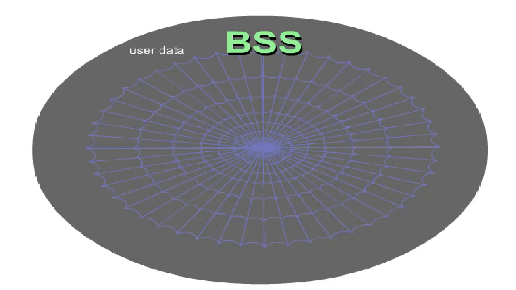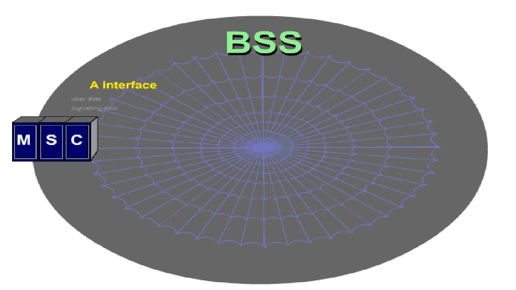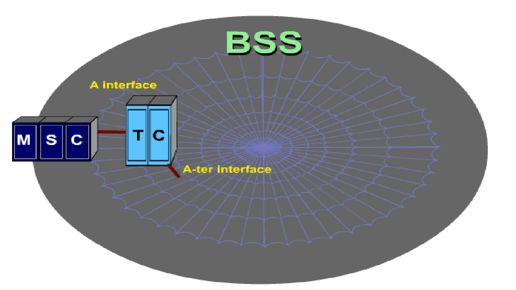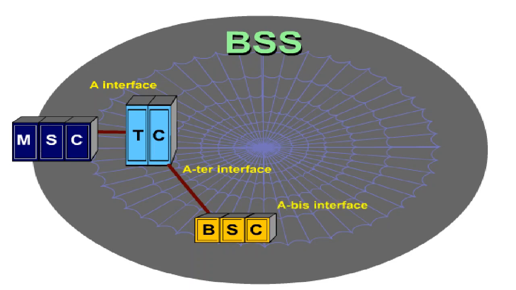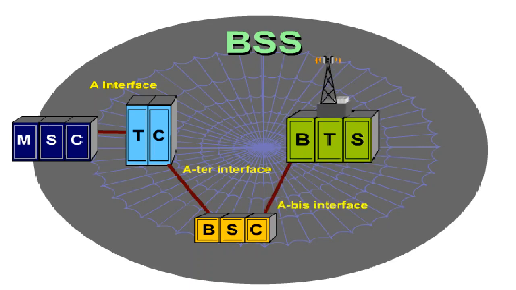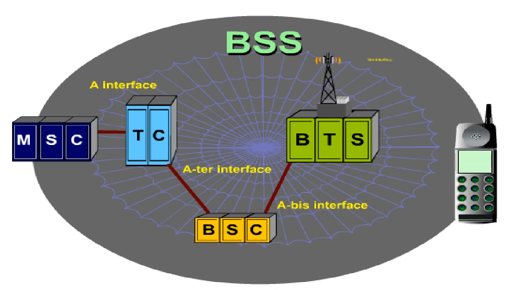Within the BSS, the user and signaling data is transported over a series of interfaces. The A interface connects the Mobile Services Switching Center, MSC, with the Transcoder TC. The A-ter interface connects the transcoder with the Base Station Controller, BSC. The A-bis interface connects the BSC with the Base Transceiver Station, BTS. Finally, the data is transmitted to the mobile station via the air interface, UM.